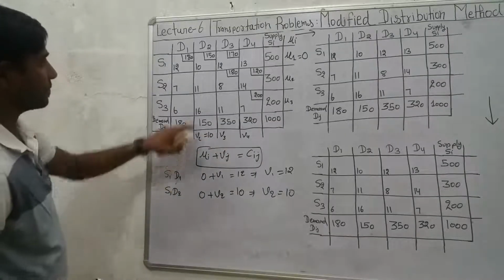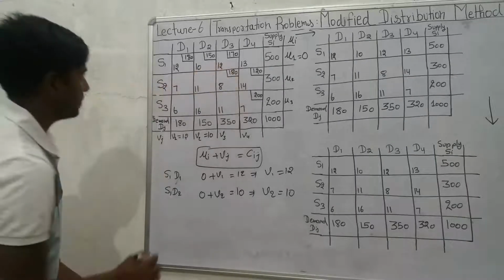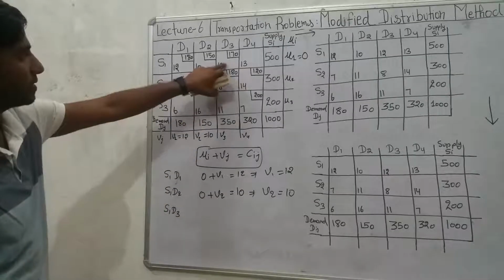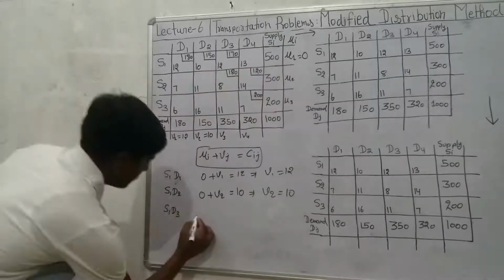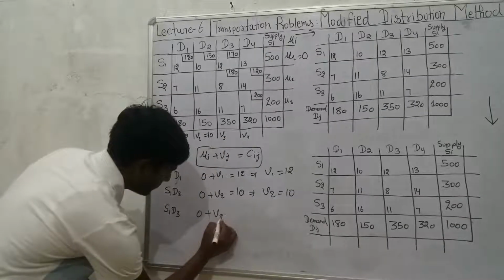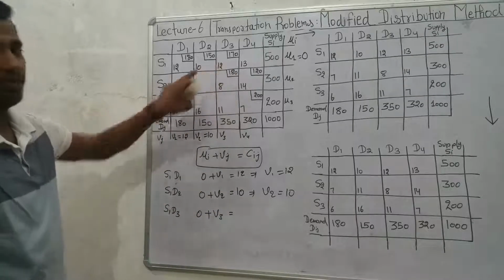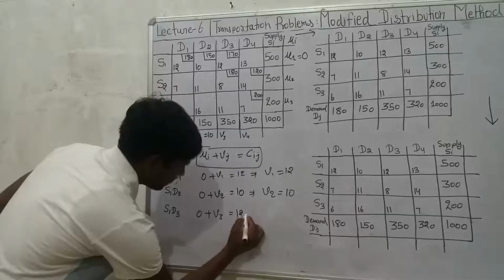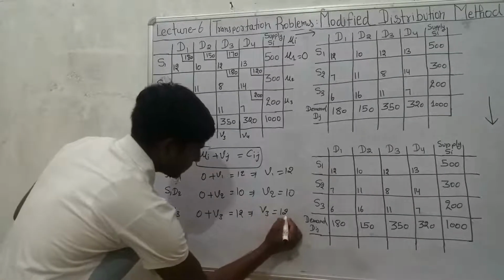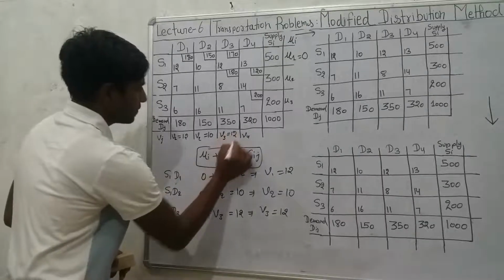Again, let's come to the third occupied cell of this row. It is S1 D3. For this particular cell, what is the value of ui? It is 0. For V3, we don't know the value of V3. So what is Cij for this particular cell? It is 12. Per unit cost of transportation is 12. So what would be the value of V3? It is equal to 12. So V3 is equal to 12.